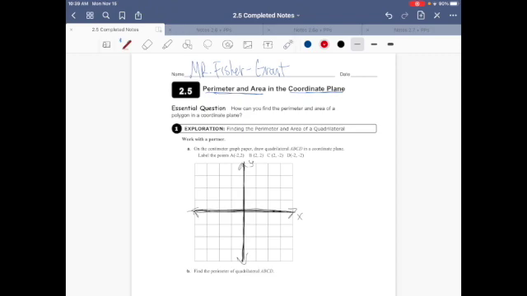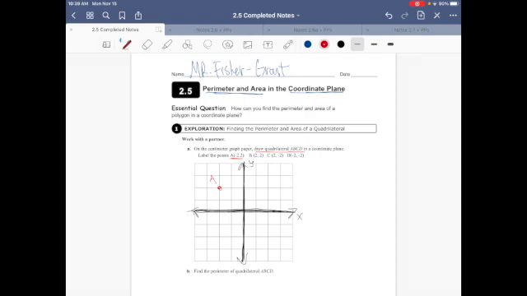So it says on the centimeter graph paper, draw the quadrilateral ABCD. Quadrilateral is just a four-sided shape. And label the points. So we're going to start here. A is at -2, +2. So that's -1, -2, up 2. Right there. So that would be A.